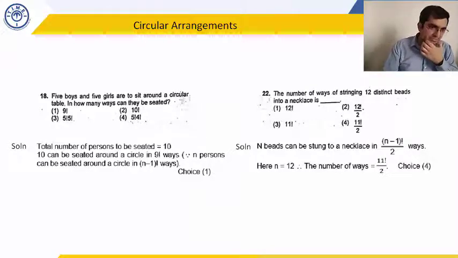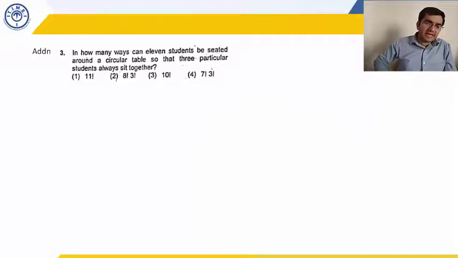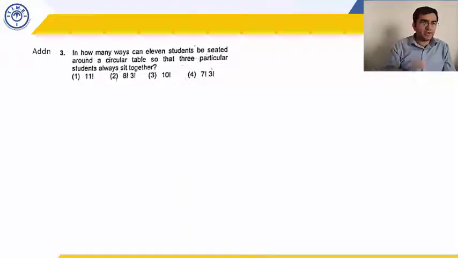Okay, let's do an example for circular arrangements. In how many ways can 11 students be seated around a circular table so that 3 students sit together? Try this out. This is additional 3 from your handout.